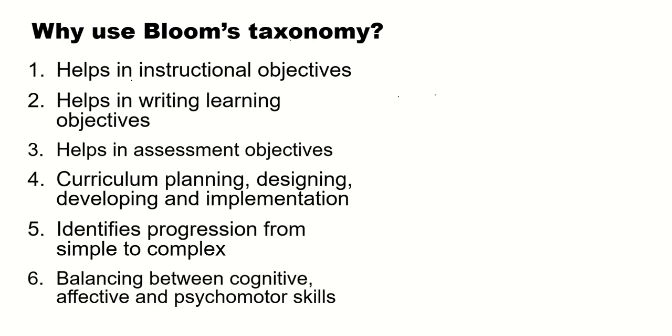And lastly, Bloom's taxonomy helps in making a balance between all three domains: the cognitive domain, the affective domain and psychomotor skills. While educationists and educational psychologists are aware that all these three domains have to be given rightful place, they are important for a balanced development of the child. So there should be emphasis on cognitive skills, also on the affective domain, and also on the psychomotor skills.